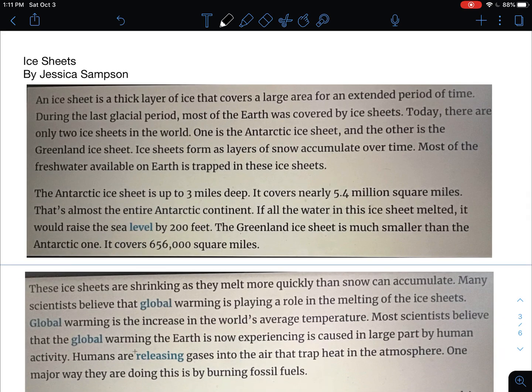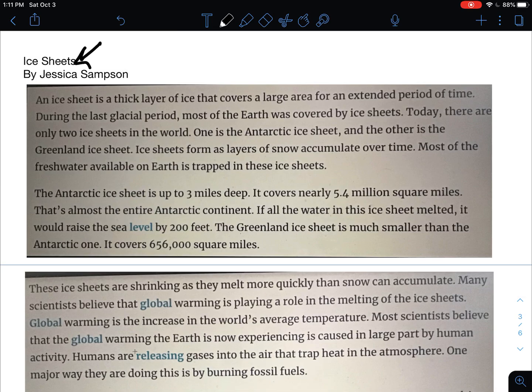So this one's called Ice Sheets by Jessica Sampson. So it says an ice sheet is a thick layer of ice that covers a large area for an extended period of time. By the way, sorry, stopping after one sentence. Anytime you read anything, you should be automatically thinking as you read, what is the main idea of what I'm reading? What is it mostly about? All right, you should be thinking about a main idea, so a full sentence, and then the subject is easy. Subject is usually in your title, right?